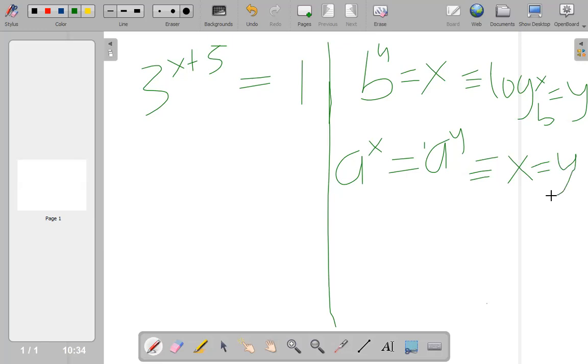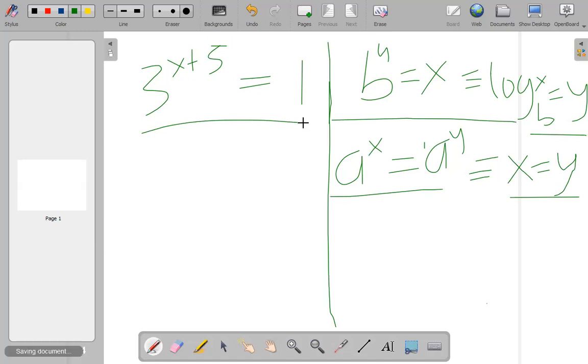I told you that you can get logs and exponential equations in either of two forms. Either it is given in this form, then you change it to this form and solve, or it's given in this form, then you change it to the other form and solve. Looking at this question, for instance, it is in this first form: a base to a power equals a constant.